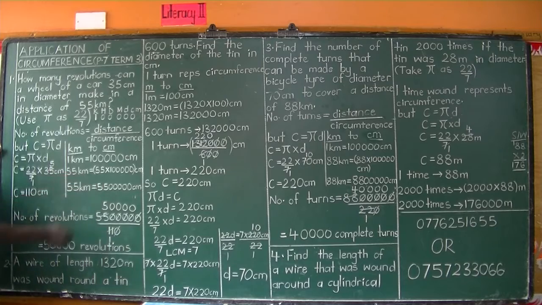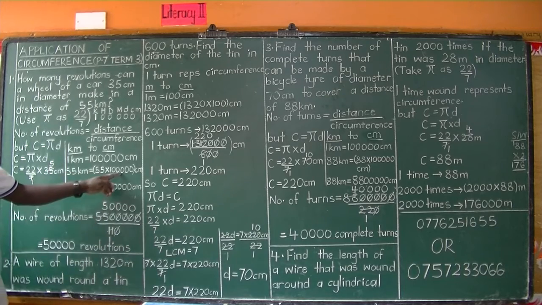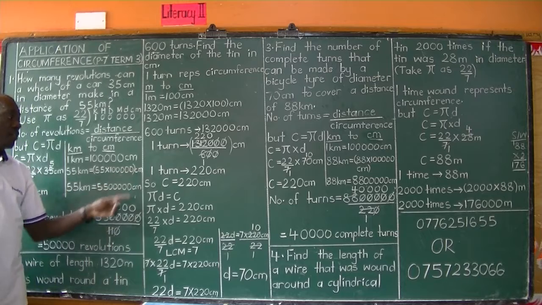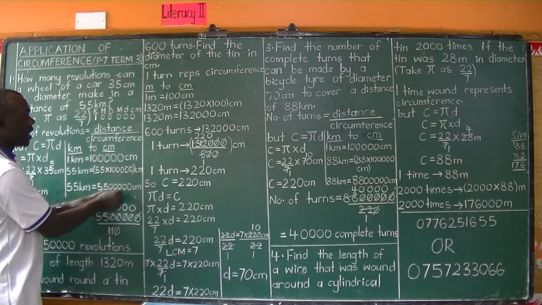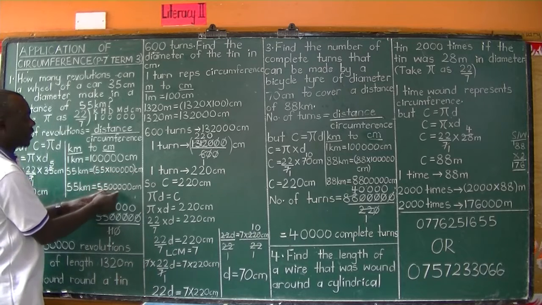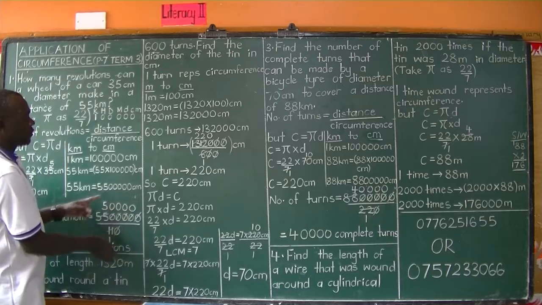So then what about 55 kilometers? That's 55 times the same fact, 100,000. Say 55 times 1 is 55. Then bring down all the 5 zeros: 1, 2, 3, 4, 5.